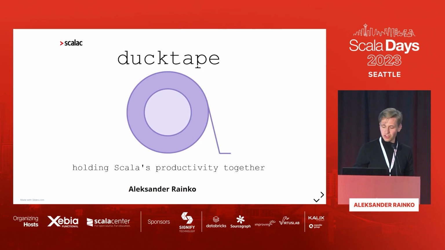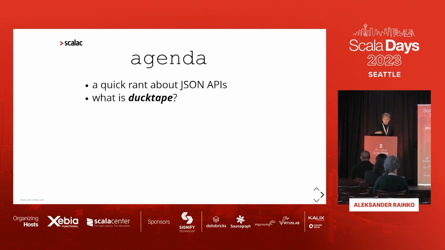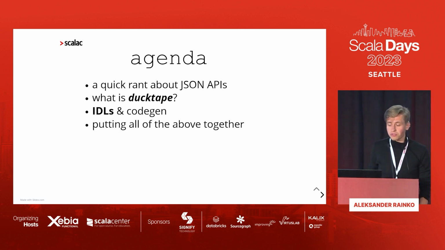So yeah, let's start with an agenda. First of all, I will go on a quick roundabout of JSON APIs and how cool and not really boilerplate they are to create for us. I will then go on to talk about what duct tape is, what it can do, how it can help us in our problems, how we can leverage it, basically. I'll then introduce you to the idea of IDLs and codegen in general in Scala. And at the end, we'll just put all the above together for a nice example of this.